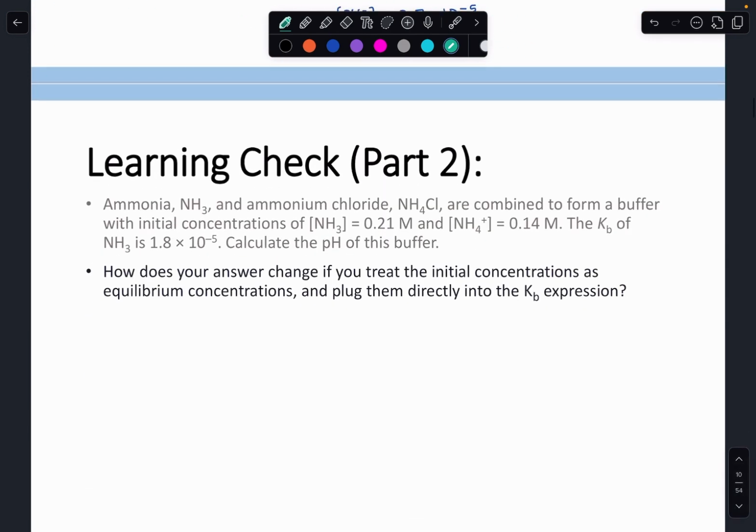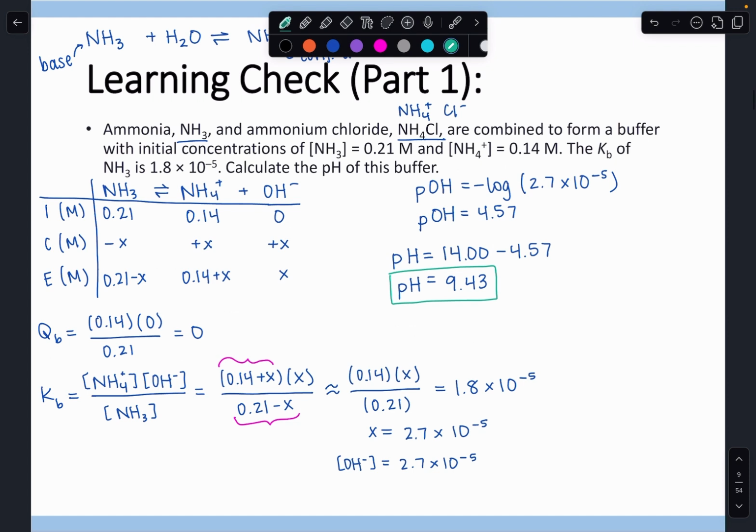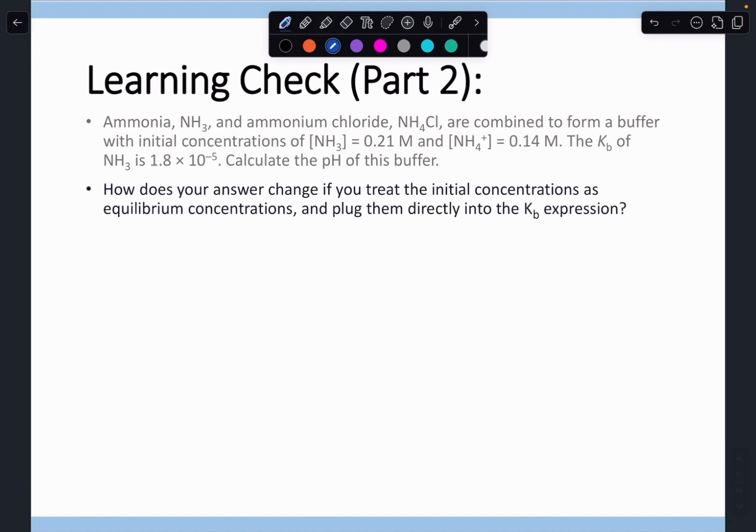Okay, next we have this question. How does your answer change if you treat the initial concentrations as equilibrium concentrations and plug them directly into the Kb expression? So let's say we don't do the ice table for this buffer solution, and we just say the 0.14 and the 0.21 are the concentrations at equilibrium. Well, we could then just use Kb to calculate OH minus directly.